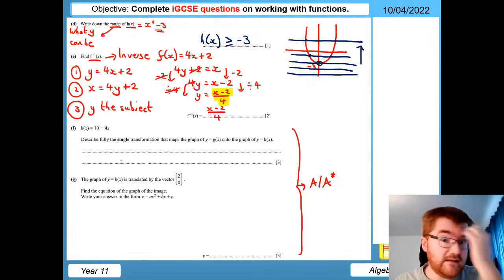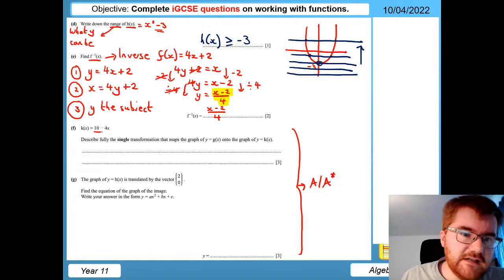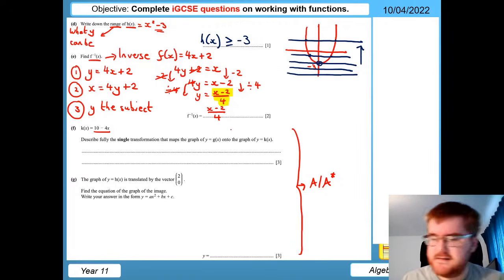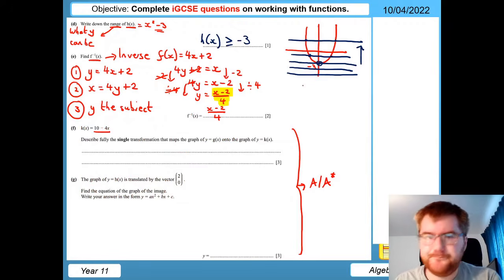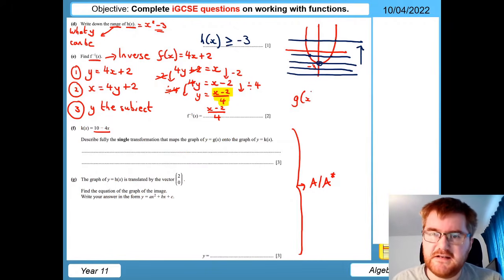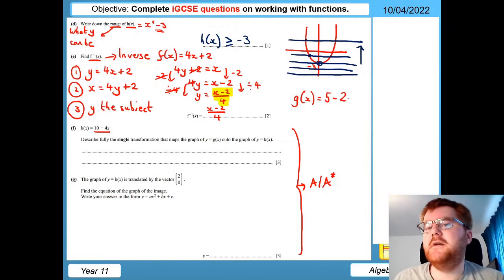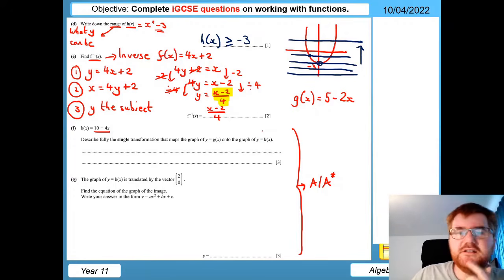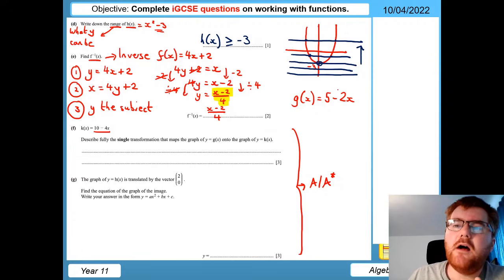Now we're told k of x is equal to 10 minus 4x. And we need to describe fully the single transformation that maps the graph of g of x. So let's remind ourselves what g of x is. So g of x is equal to 5 minus 2x onto the graph of k of x. And the first thing I do when I'm looking at this is, how are these similar? So how are 5 minus 2x and 10 minus 4x similar?